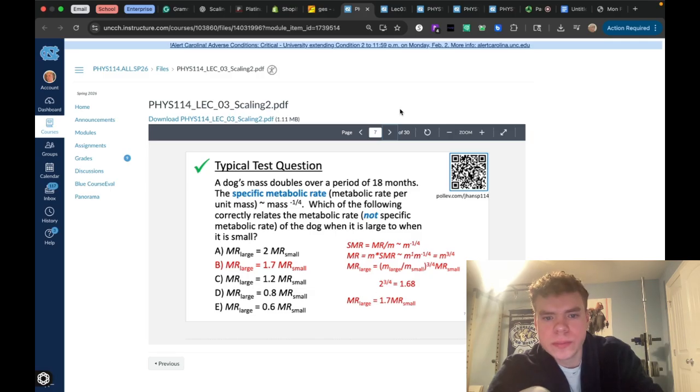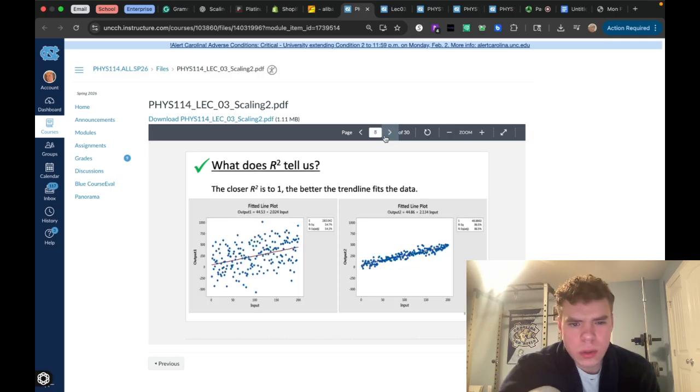It's very confusing. What does R squared tell us? The closer R squared is to 1... All right, so R squared is from statistics, right?